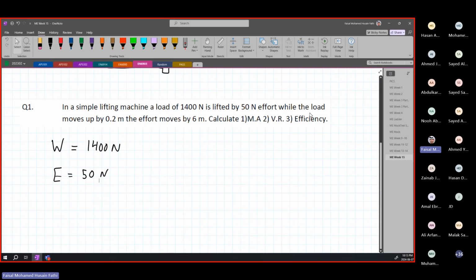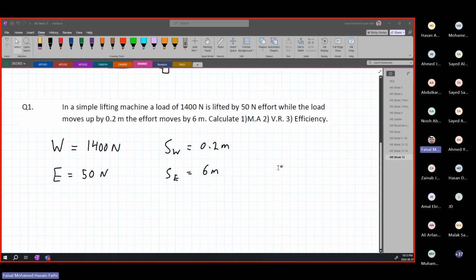All right, while the load moves up by 0.2 meters, meaning the load will have a distance covered, I'll call it SW, of 0.2 meters. The effort moves, meaning how much I am inputting, basically the movement of me, is going to be 6 meters. Okay. So usually when we are talking about load, we label it with W and effort E. Sometimes you might see this as L, sometimes you might see E as P. It depends on a lot of different ways, but usually this is how I write it down.